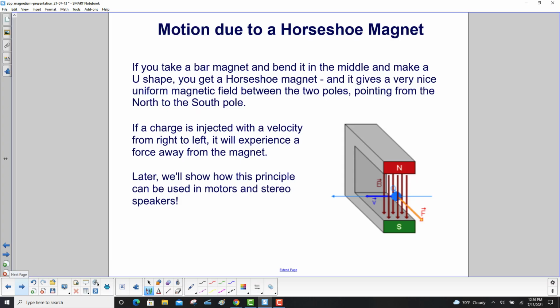Now let's bring in a horseshoe magnet. If you take a bar magnet and bend it in the middle and make a U shape, you get a horseshoe magnet. And it gives a very nice uniform magnetic field between the two poles, pointing from the north to the south pole. If a charge is injected with a velocity from right to left, moving in this direction, it will experience a force away from the magnet, right here. Later, we'll show how this principle can be used in motors and stereo speakers.